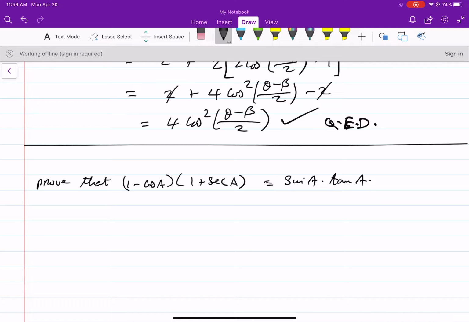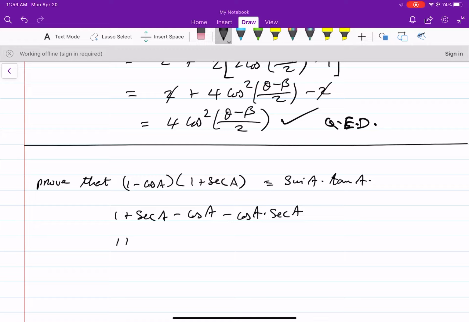All right, they're asking us to take (1 minus cos A) into (1 plus sec A), and show that it's the product of sine A times tan A. Wow. Well, let's see. The first thing I would think of is to open up the brackets. So that would be 1 plus sec A minus cos A minus cos A times sec A.